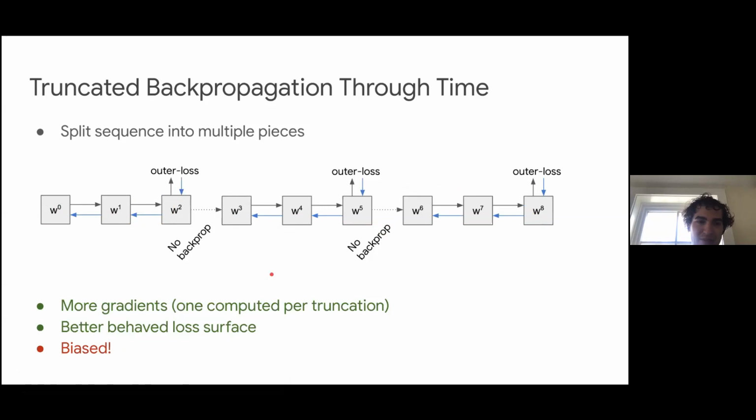Sadly though, this method is really biased. The gradient estimates you get at the end of it are not correct, right? Because this loss here does not depend at all on what happens early on in training. And in the case of learned optimizers, that's a very serious lack of information.